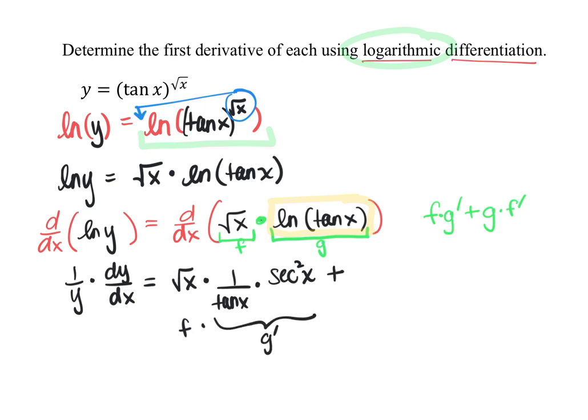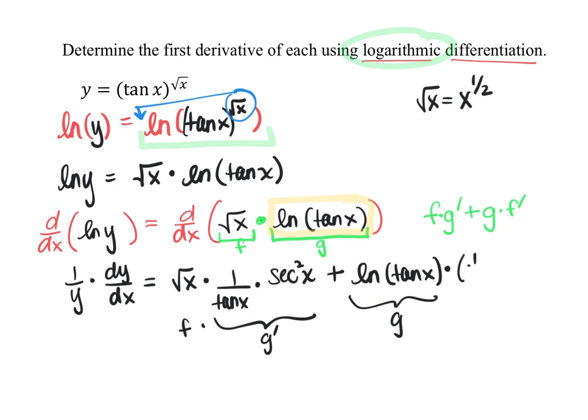Then we're going to add that to our second factor, the g factor, which is the natural log of tangent of x, and that gets multiplied. This is my g, and I'm multiplying it by the derivative of f. But remember that the square root of x can be rewritten as x to the 1/2 power, so the power rule will give us 1/2 x to the negative 1/2 for the derivative. So this is my f prime. So that's my product rule there.